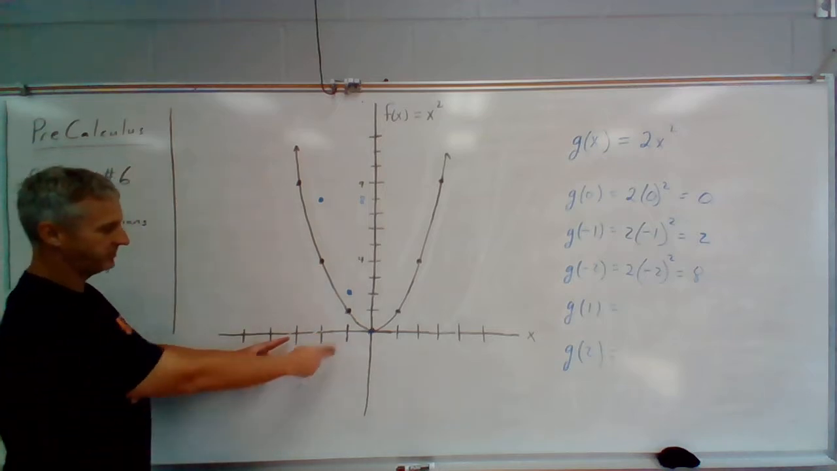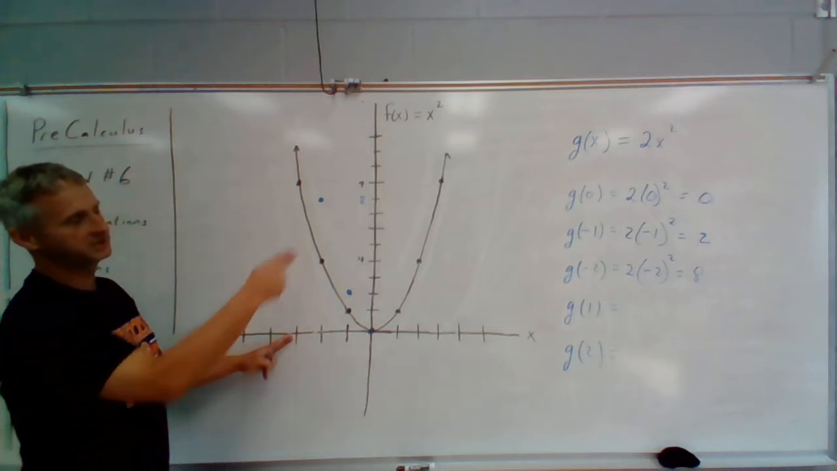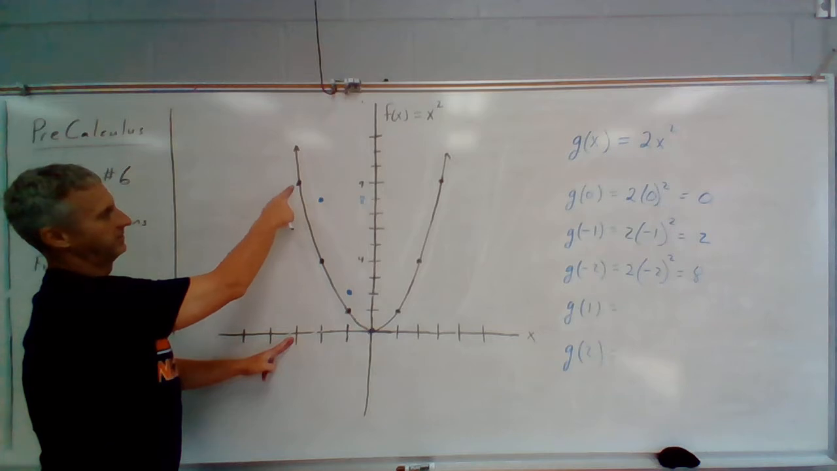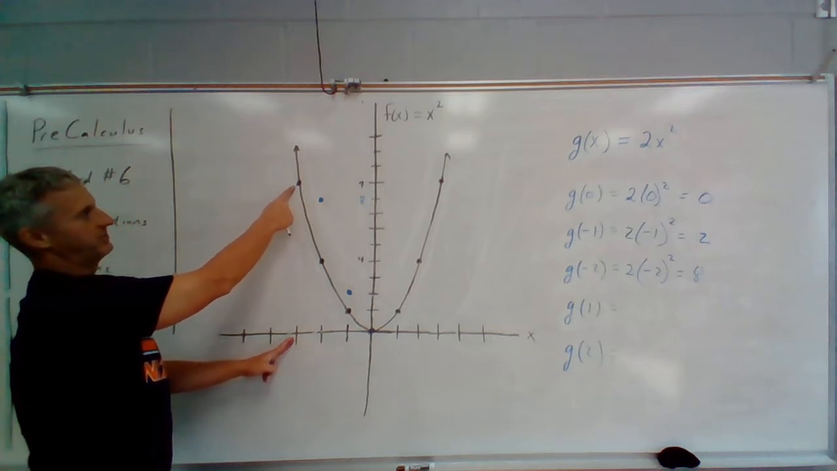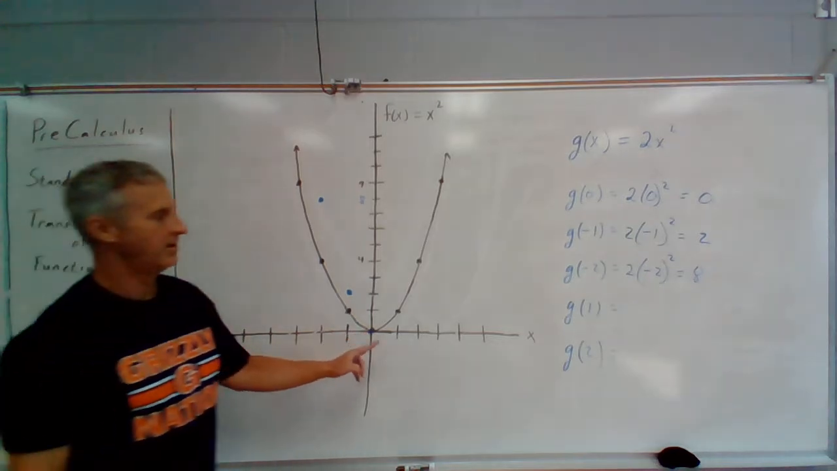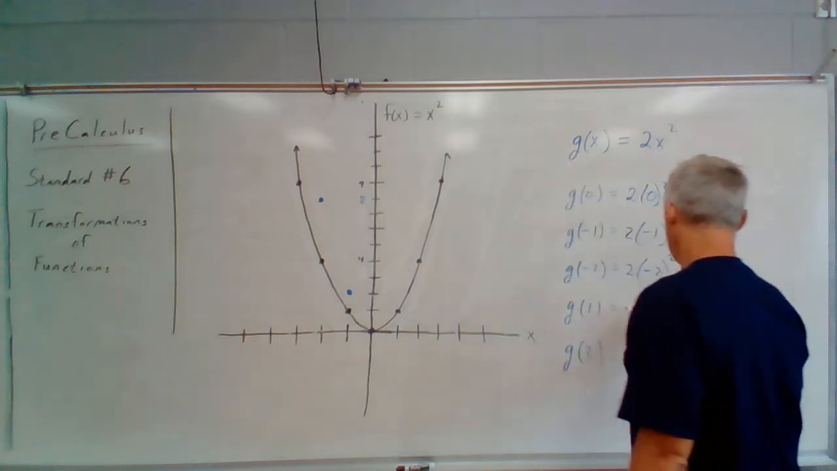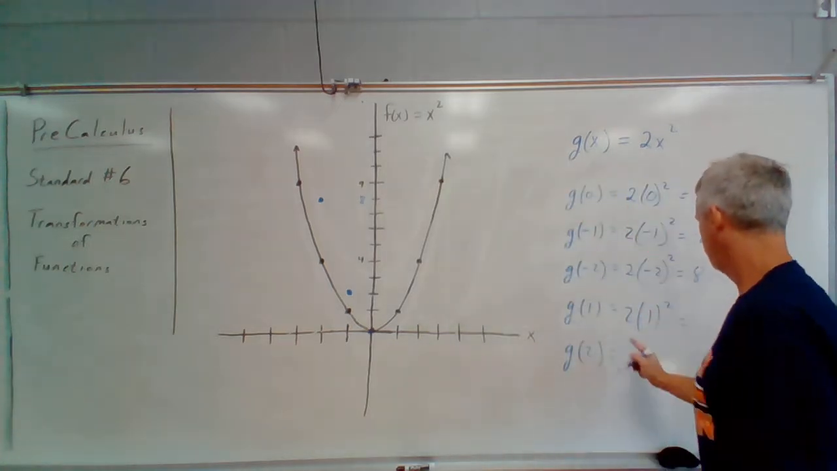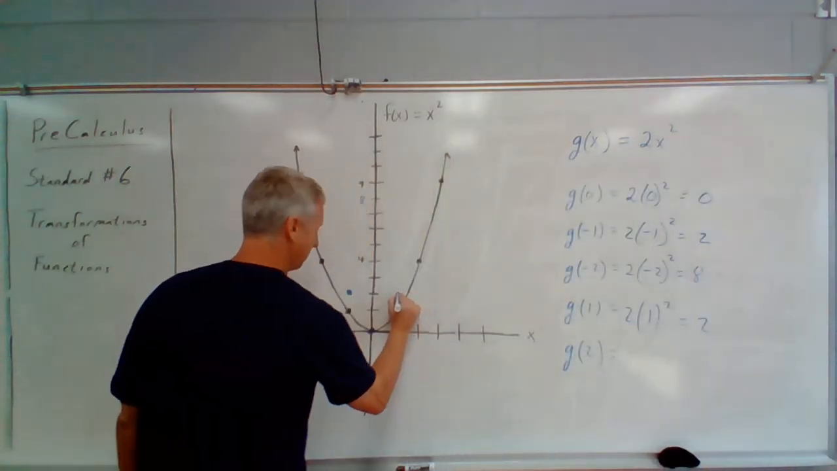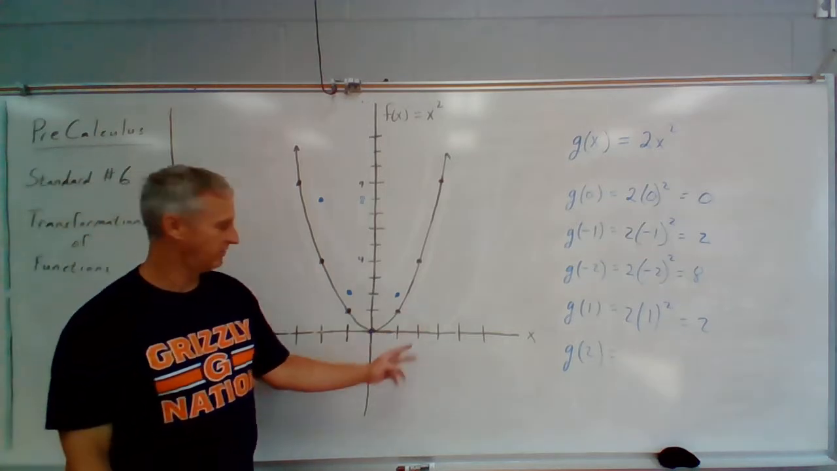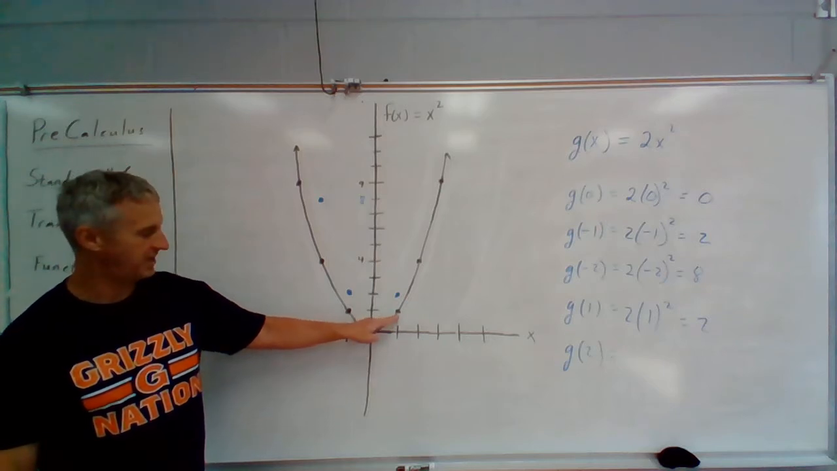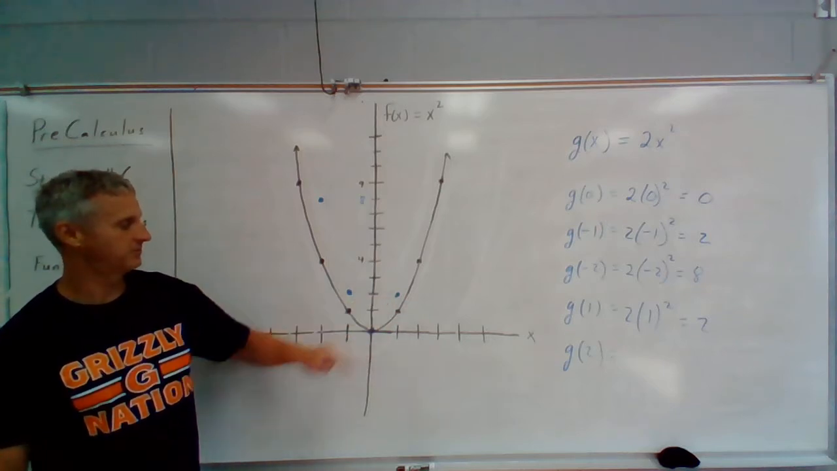I don't have it over here, but let's plug in negative 3. If I put a negative 3 into the blue function, negative 3 squared is 9, and then multiply by 2 and get an 18. So it's way up there off my board somewhere, so we won't plot that one. All right, if I put in a 1, 2 times 1 squared. 1 squared is 1, so I get a 2. So here, notice that plugging a 1 into the blue function is the same thing as plugging a 1 into the black function and then multiplying your answer by 2.